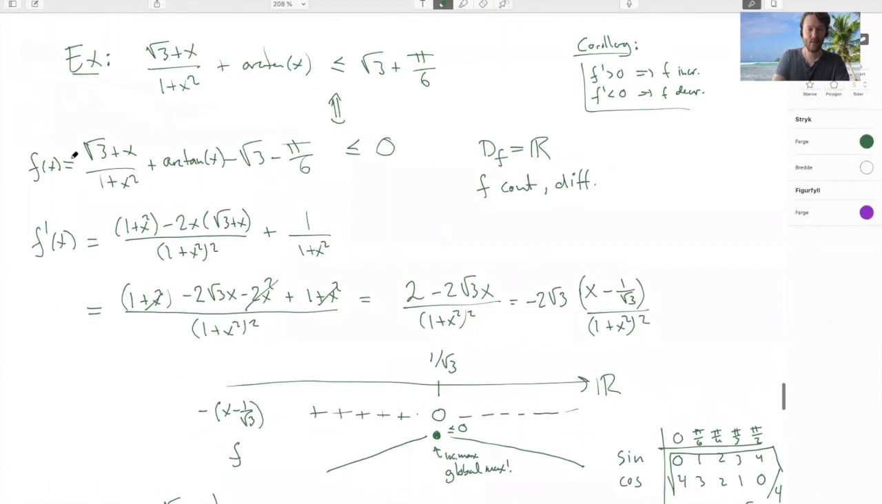What does that mean? Well, this expression here is less than or equal to 0 for every x. This was equivalent to this inequality holding, which was the thing we needed to prove. Hence, we have established this inequality.